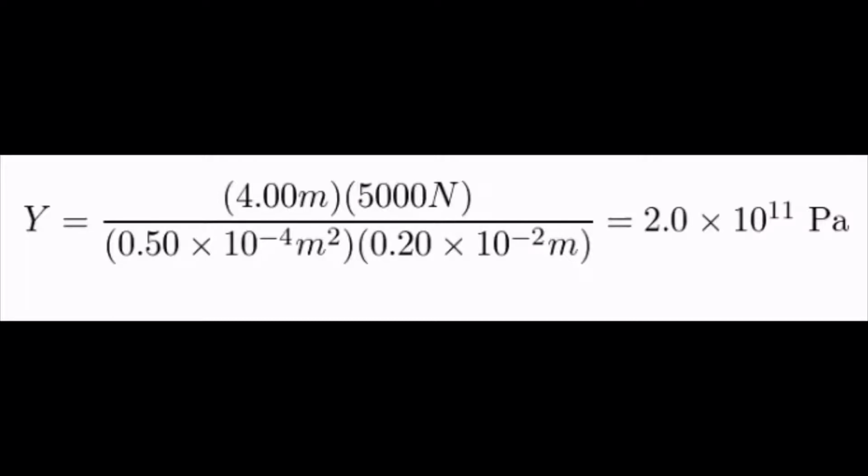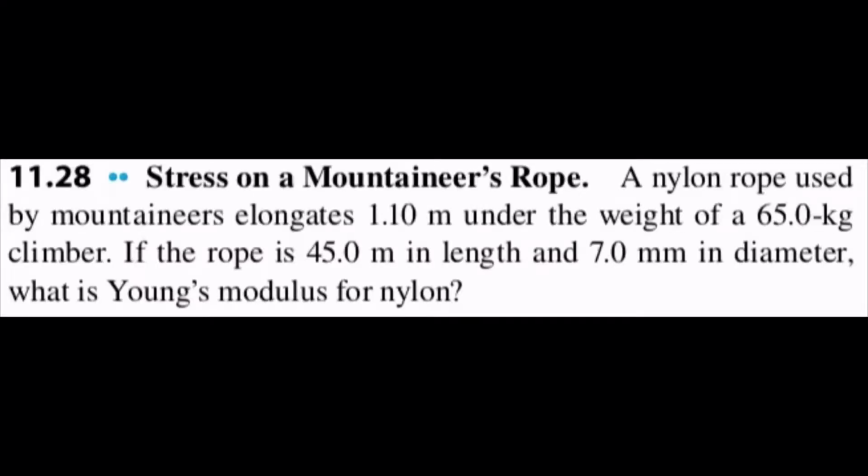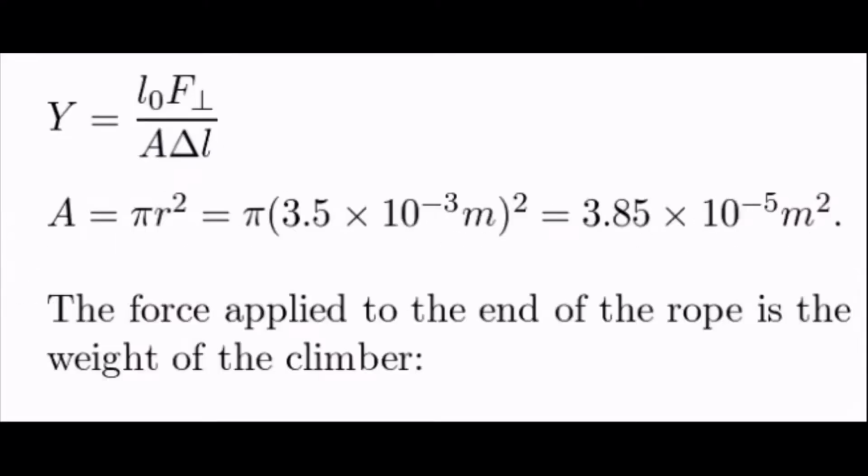Now let's proceed to question number 2. For our second question, we are again asked to find the value of the Young's modulus, but this time, we are given a different area that we need to find as well as the force acting on the nylon rope, which is 45 meters long with a diameter of 7 millimeters that elongates 1.10 meters under the mountaineer's weight of 65 kilograms. Just like what we did last question, we first have to convert our variables to have the correct units. In this case, we first need to convert the 7 millimeters into meters.